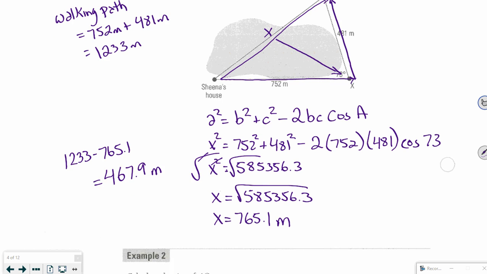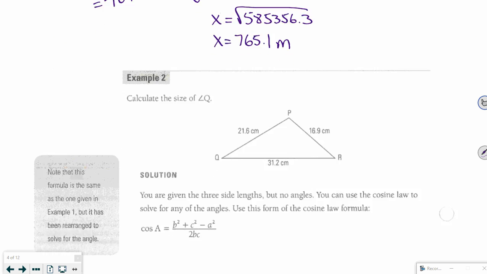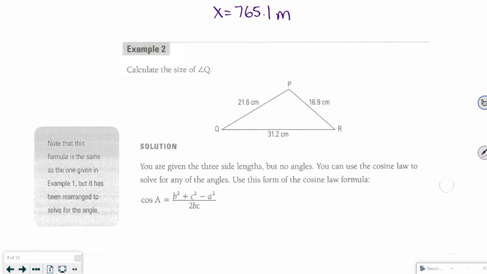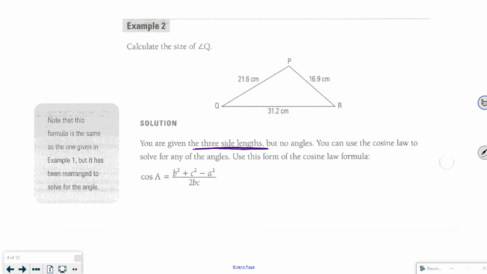Okay, the next one is for how do we find an angle? We can find an angle so long as we have all three side lengths. So if we have three side lengths, we can find all three of the angles in our triangle. We're going to use the other form of our cosine law. So the cos A equals the b squared plus c squared minus a squared over 2bc. This is actually the same formula as the other one. It's just been rearranged to get the cos A part or the angle part by itself.